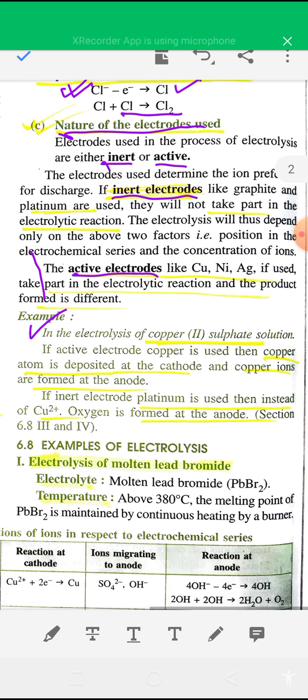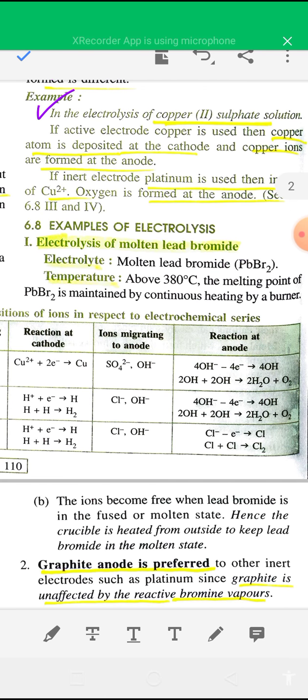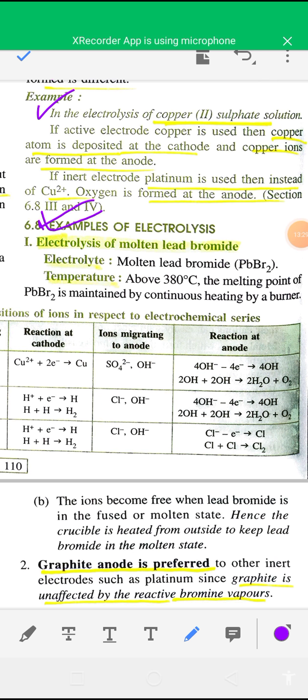Okay, so if you change the nature of the electrode, then you will get a different product at the electrode. Now you have to study the electrolysis of some electrolytes. Electrolysis of molten lead bromide, that is PbBr2. Cathode reaction, anode reaction, observation, electrolytic cell, temperature, all you have to remember.